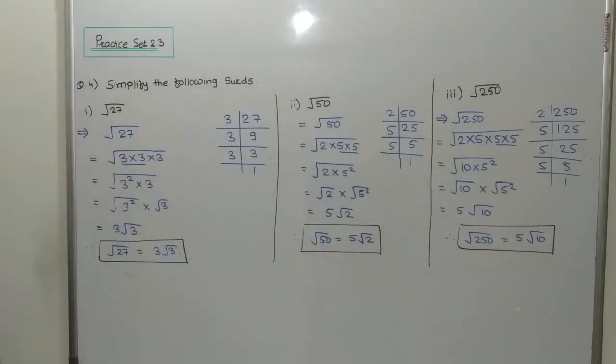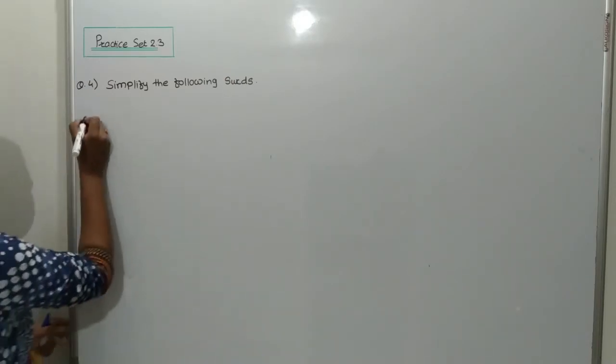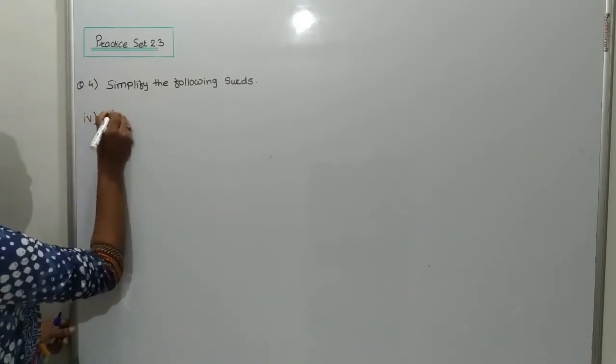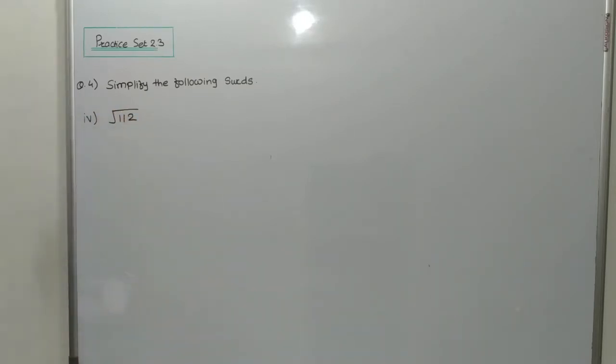Clear? So if you want to write this, take the screenshot of it. Now we have to solve the remaining questions. That is question number 4 and 5. Clear? Fourth number question, that is root 112. So for solving this, first of all factorize this one.